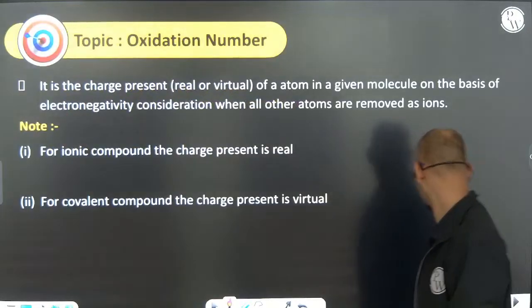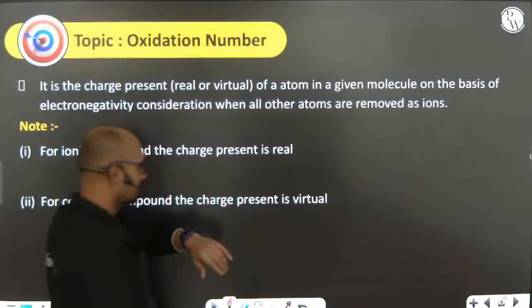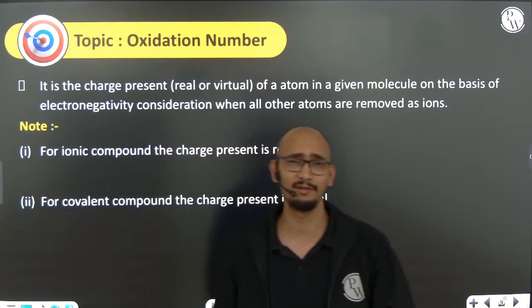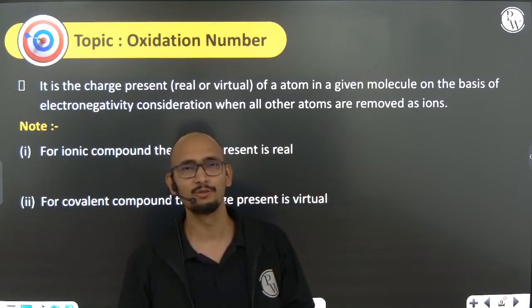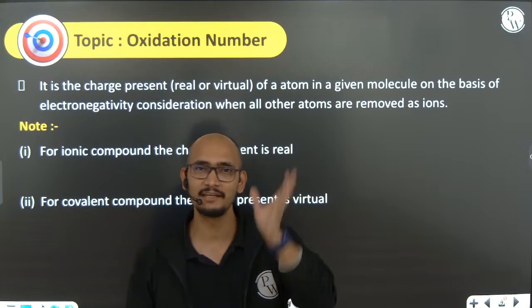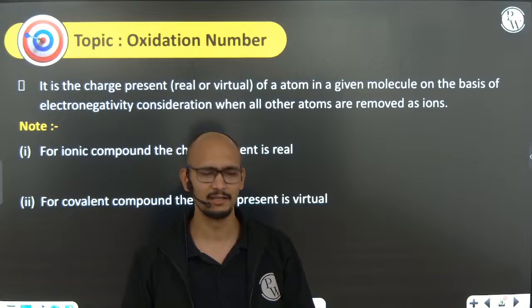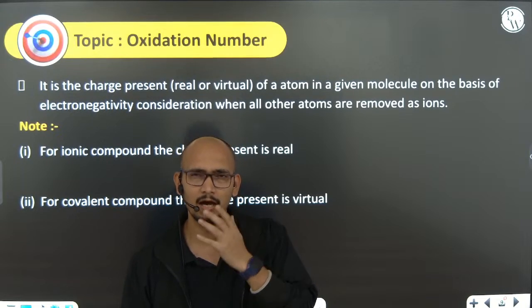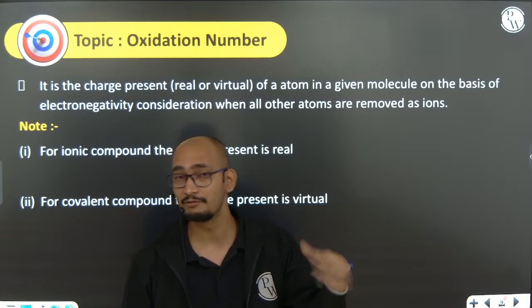Easy one. Next, oxidation number. What about this oxidation number? Oxidation number is the charge. This may be real or this may be unreal. The virtual or real charge that you see on any element in any given compound is called the oxidation number. Just think about it. When is it virtual and when will it be real?